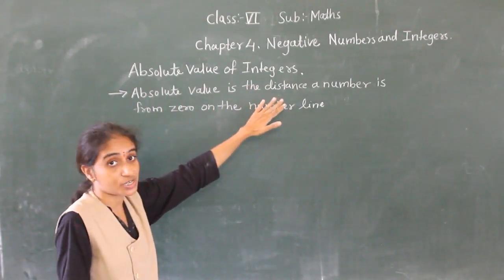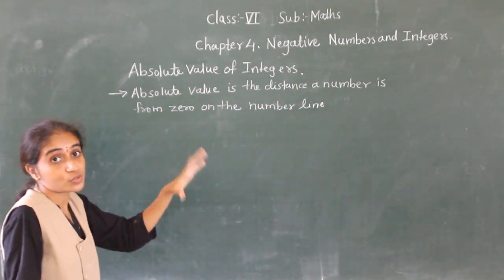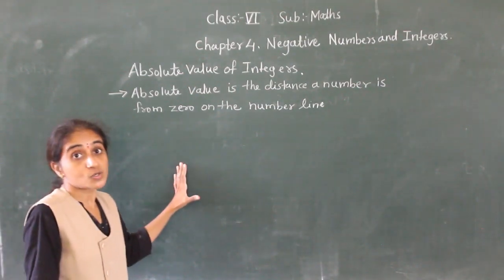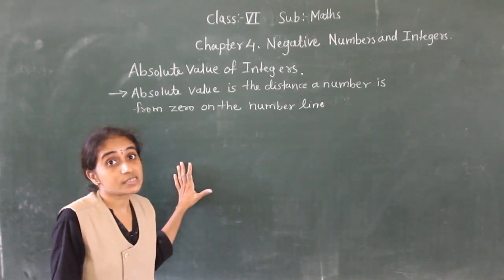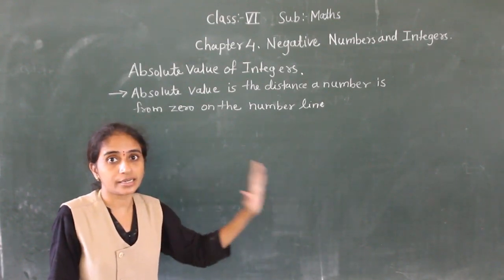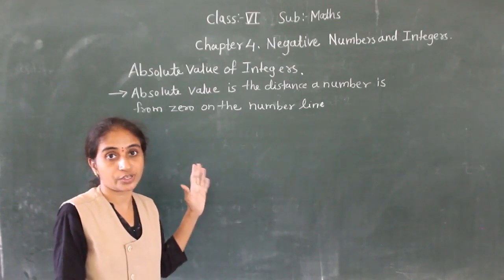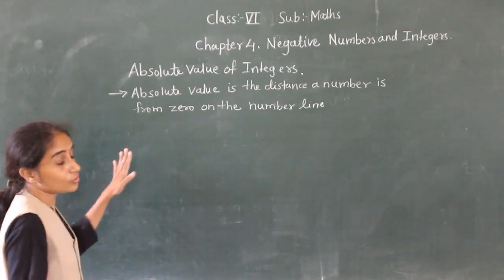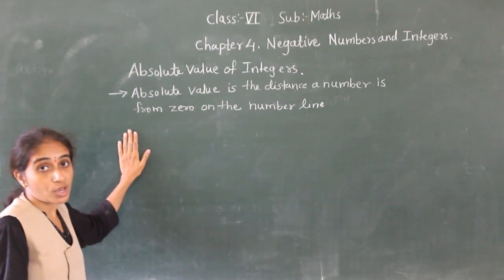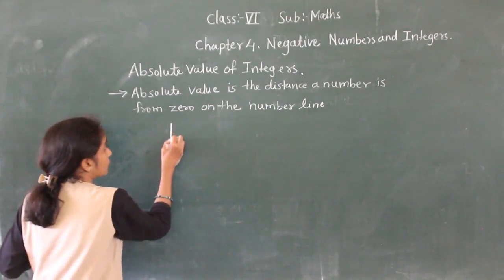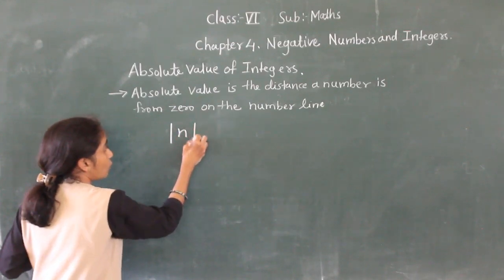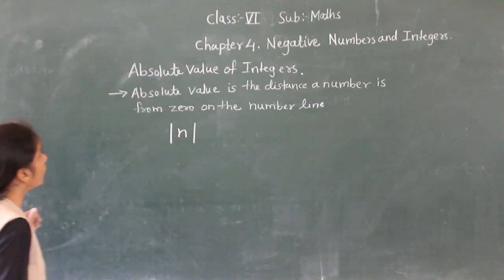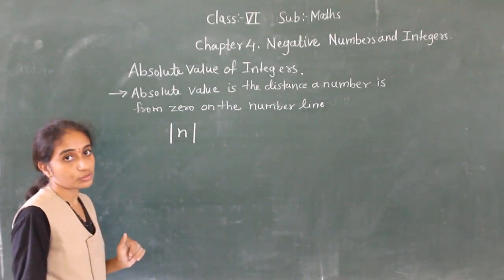Absolute value of integers and opposite of integers, both are different. Absolute value is distance. So distance means it will never be negative. Okay. So if I ask now, what is the symbol of absolute value? See, this is the symbol of absolute value.